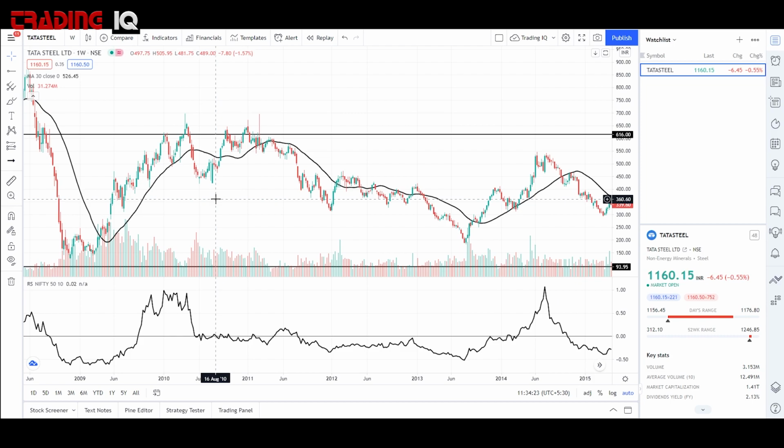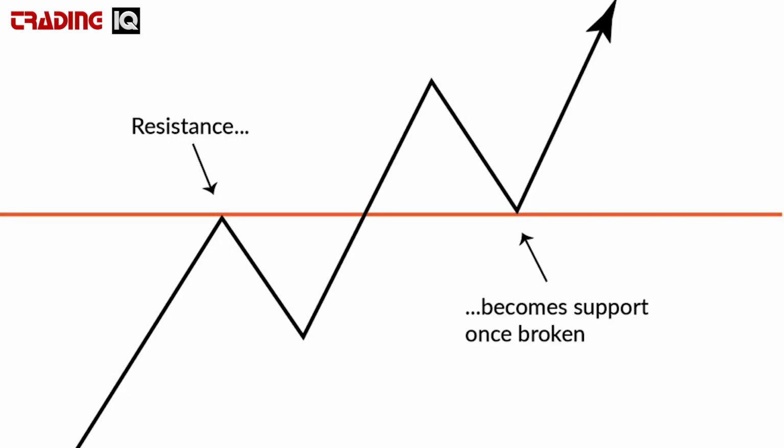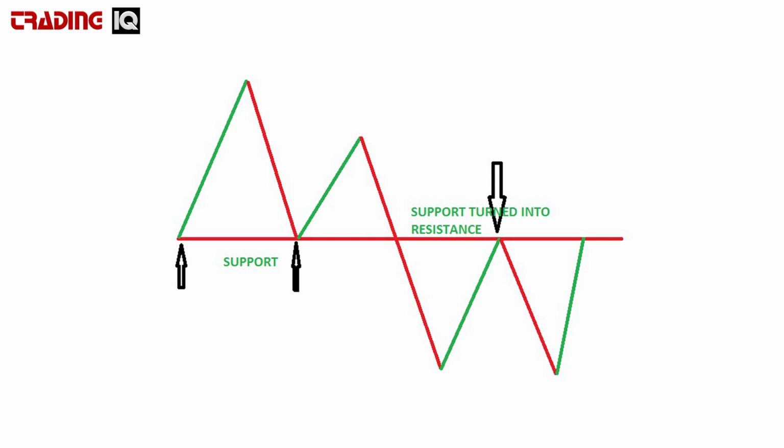If the price breaks out of a long-term resistance, the resistance level will act as a support level. Similarly, if the price breaks down from a support level, it will act as a resistance level. I hope you understood the concept, and if you haven't, I would request you to please comment down below so I can clear your doubts.